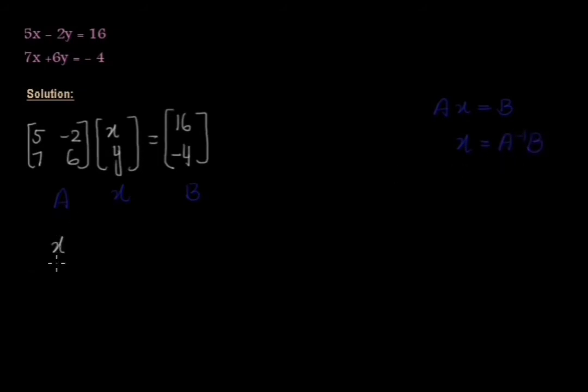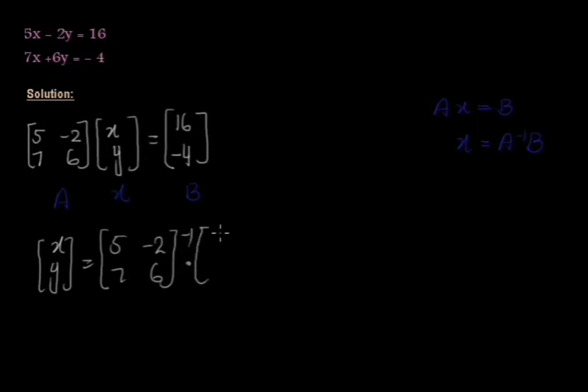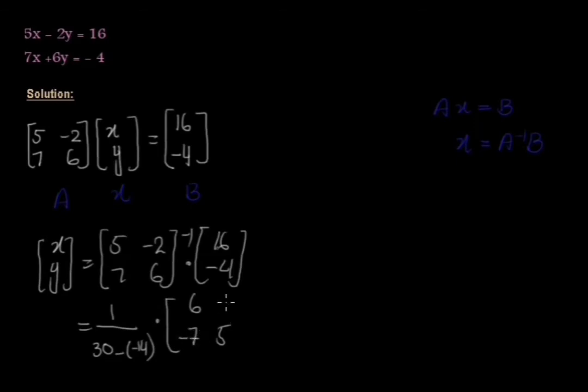So if we leave the matrix x and y here, we get the inverse of the matrix 5, negative 2, 7 and 6 times the matrix 16 and negative 4. The inverse of this matrix is 1 over the determinant, which is 5 times 6 which is 30, minus negative 7 times negative 2 which is negative 14, times the adjugate of that matrix, which is 6, 5, and for the other diagonal we multiply by the negative, so this is positive 2 and this one is negative 7, times the matrix 16 and negative 4.